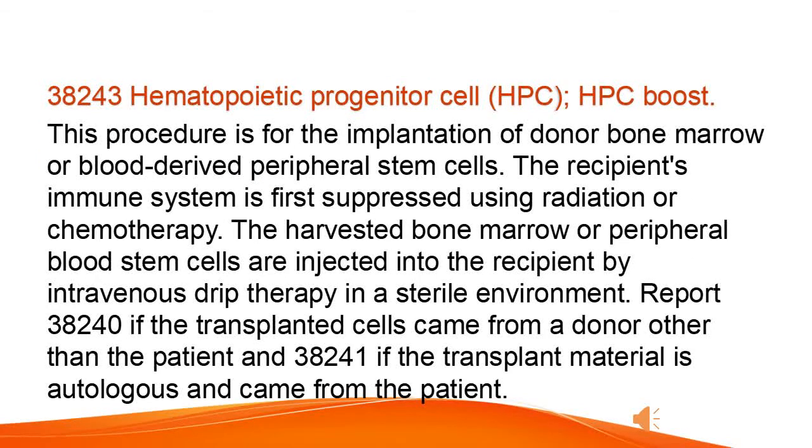Hematopoietic progenitor cell, HPC, HPC boost. This procedure is for the implantation of donor bone marrow or blood-derived peripheral stem cells. The recipient's immune system is first suppressed using radiation or chemotherapy. The harvested bone marrow or peripheral blood stem cells are injected into the recipient by intravenous drip therapy in a sterile environment. Report if the transplanted cells came from a donor other than the patient, and 38,241 if the transplant material is autologous and came from the patient.